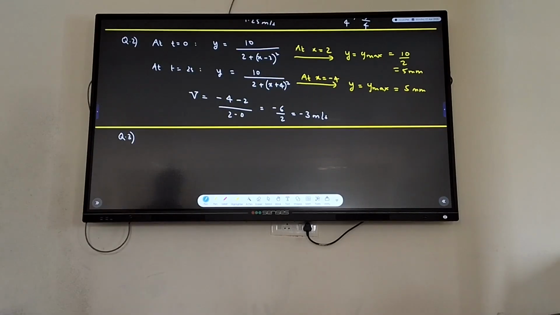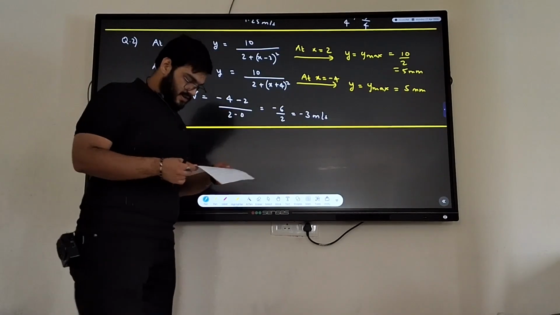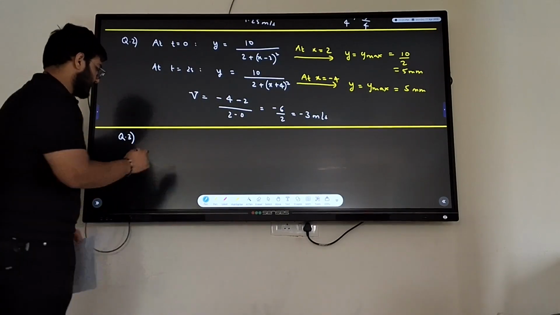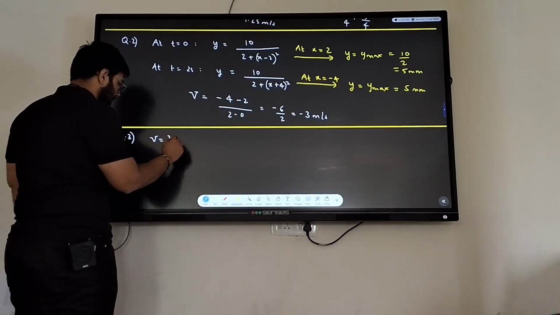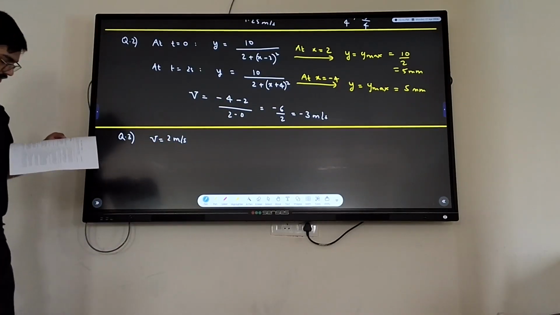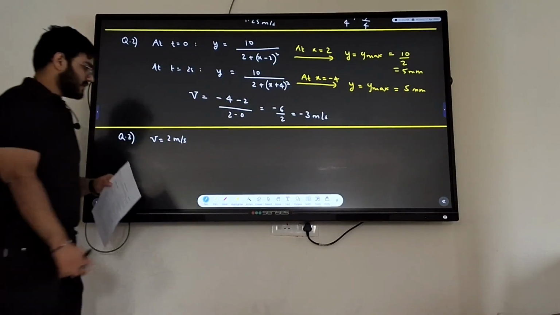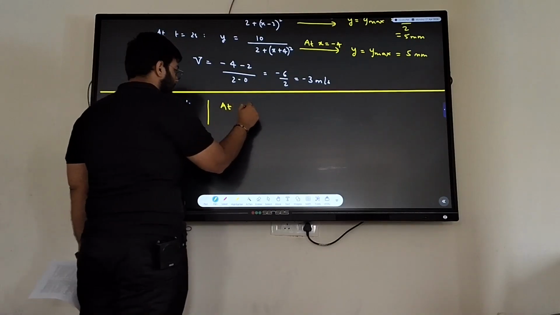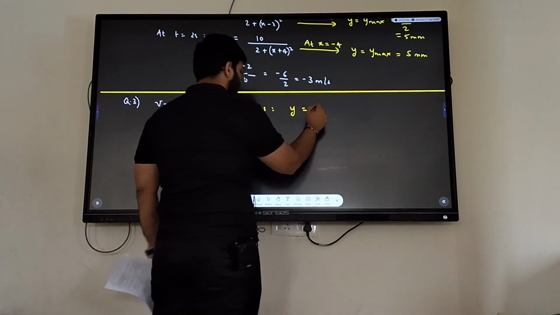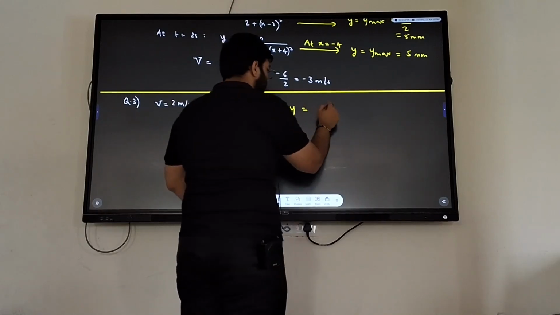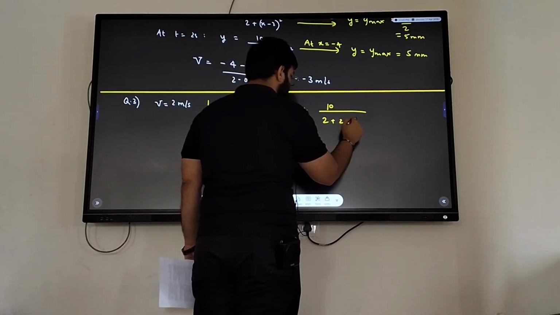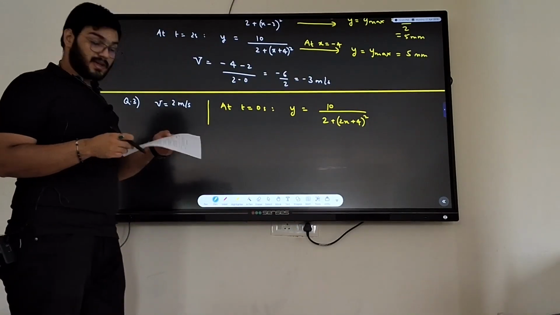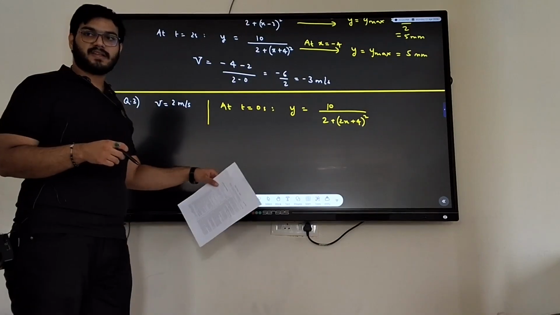Okay, then I'm starting with the question. It's mentioned in question number 3 that your velocity is given to be 2 meters per second. That's given. And then they have given the function of y at t equal to 0. At t equal to 0, y is 10 divided by 2 plus (2x plus 4) whole squared. Now they are asking to find the complete equation y of x comma t.